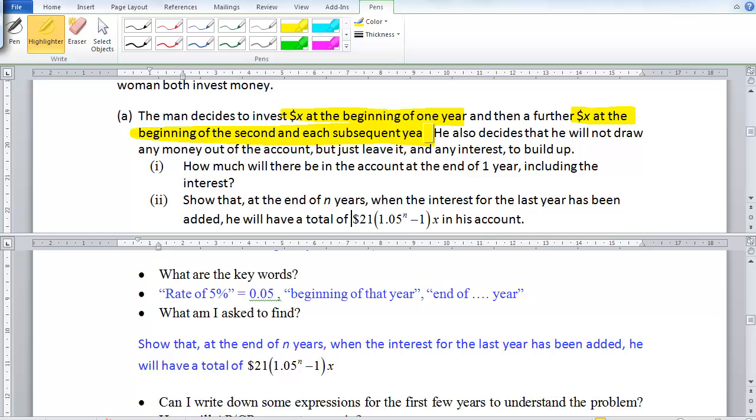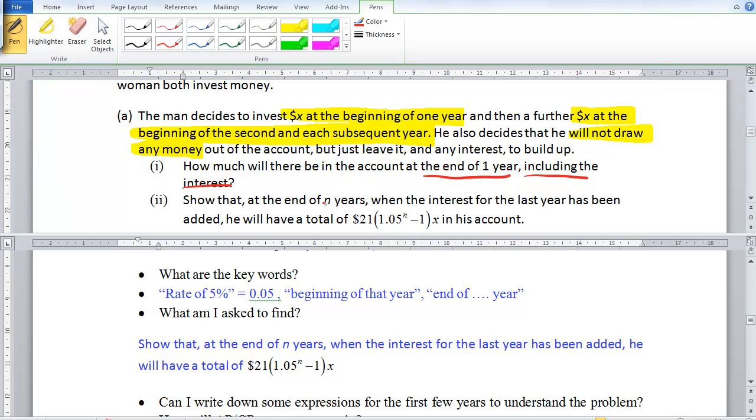Well, that means every year at the beginning he puts in X dollar. Then he will not withdraw any money out. So that means we don't subtract anything from the amount that he has in the bank. So how much will there be in the account at the end of 1 year? That's what the first part is asking for, including the interest.